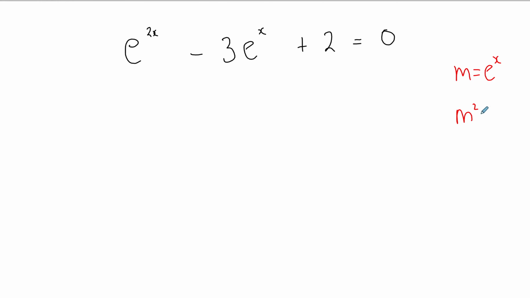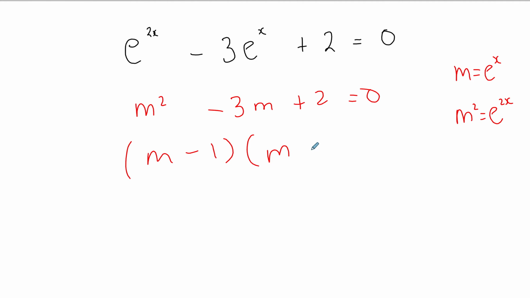So it means m squared is equal to e to the power of 2x. So now I can rewrite this as a quadratic. So this will be m squared minus 3m plus 2. And there you go. It's a quadratic that you can actually factorize. So you can rewrite it as such, or if you're comfortable with using e and knowing that it's a quadratic, you can. So if I factorize this, I'm going to get m minus 1, m minus 2 equals 0, and then this is either m equals 1 or m equals 2.